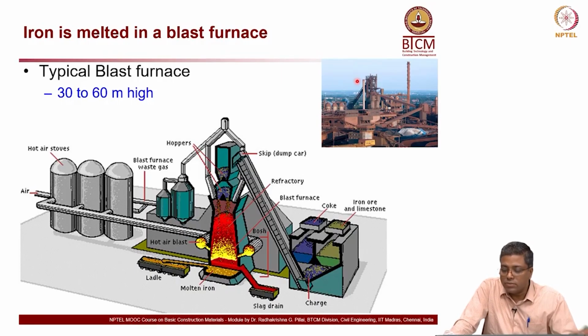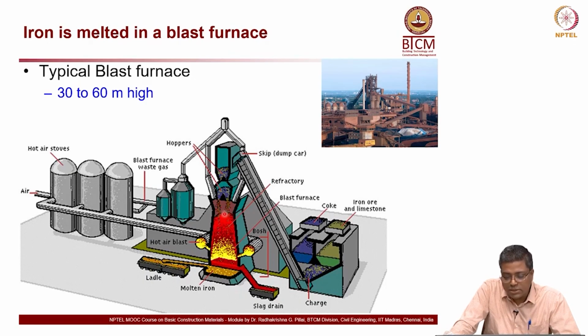You can see here the raw materials are piled, and then there is a conveyor belt which takes the raw material to the top, and another conveyor belt which also comes to the top. At the top it's dumped into the hopper, and the materials are stacked inside this furnace. Like I said, this is about 30 to 60 meters high, and you have a lot of material volume you can occupy here.